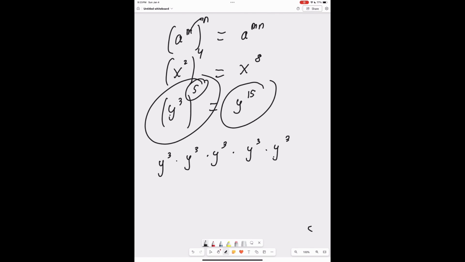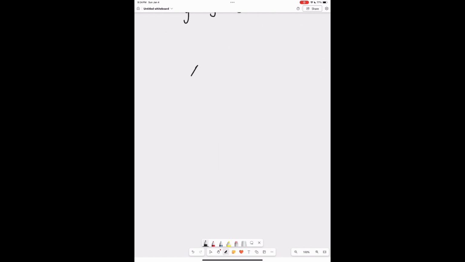We just add the exponents, so it would be 3, 6, 9, 12, 15. So we get the same answer, right? But the other way is easier. If we have x to the 3rd raised to the 2nd, this will just equal x to the 6th, because you just multiply the numbers together.